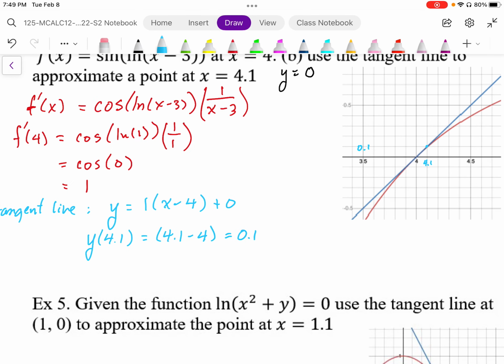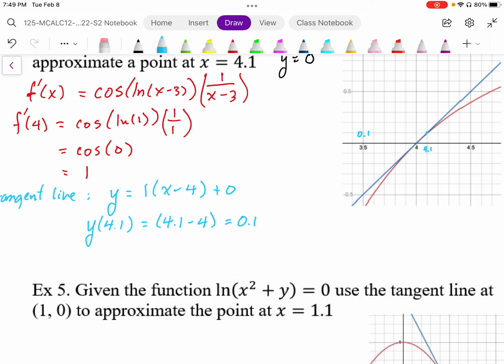So it's not quite exactly the same as f of x, but it's pretty close. It's a slight overestimate. So we're going to say that f of 4.1 is approximately equal to 0.1 because it's pretty close. That's the point on the blue line, and it's very close to the point that should be on the red line. We know that's not exactly the same, but it's pretty close.